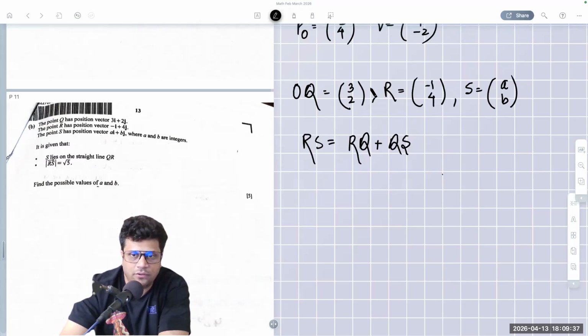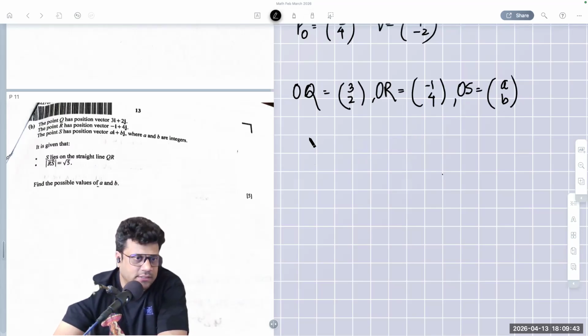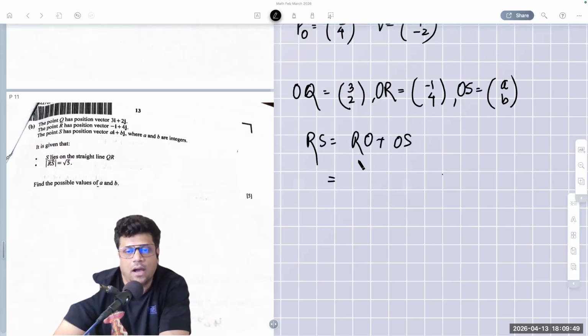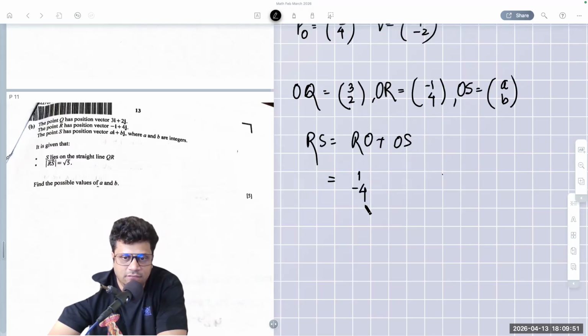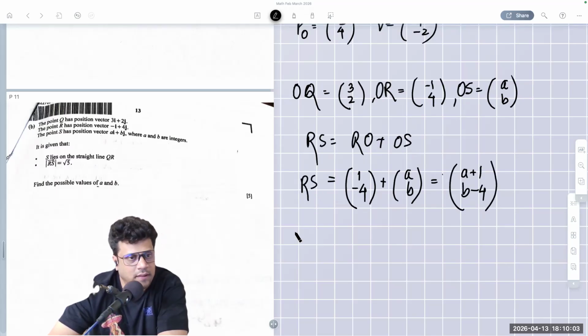Well, those are OQ, OR, and OS for you, right? I could have done something else. I know RS can be written as RO plus OS. RO is (1, -4) and OS is (A, B), and that gives me (A+1, B-4) as the RS vector.